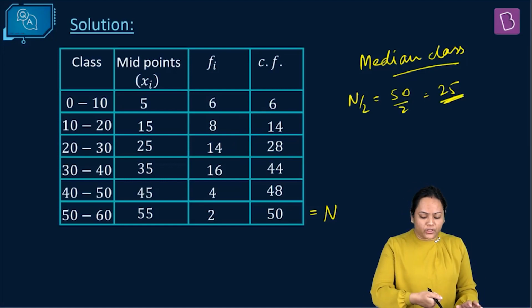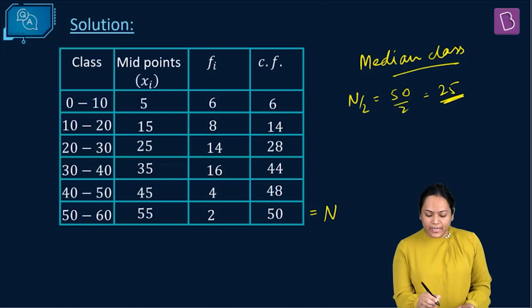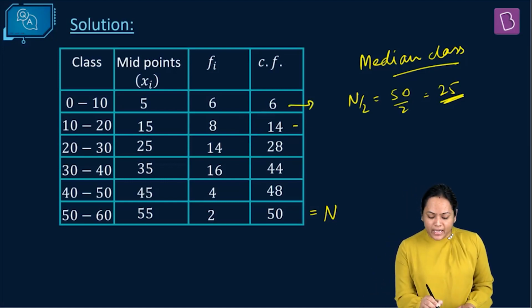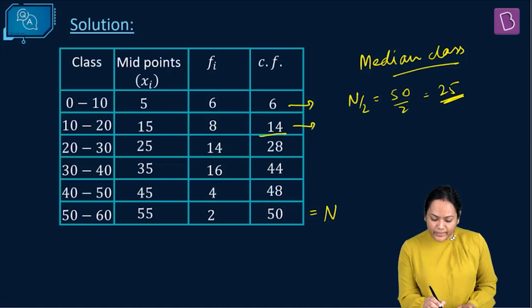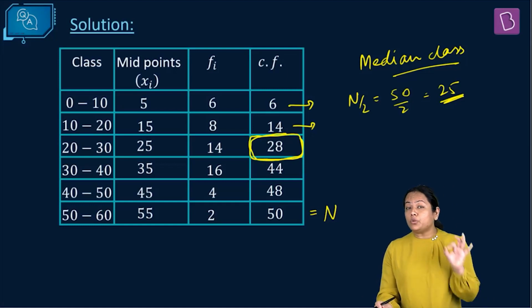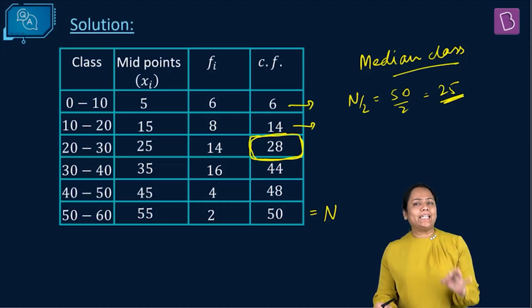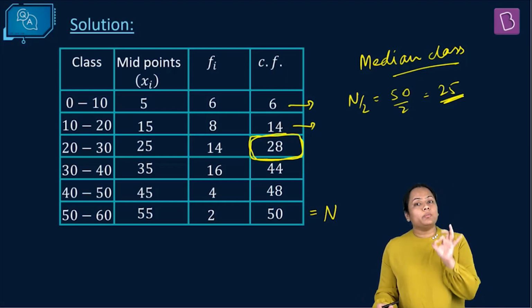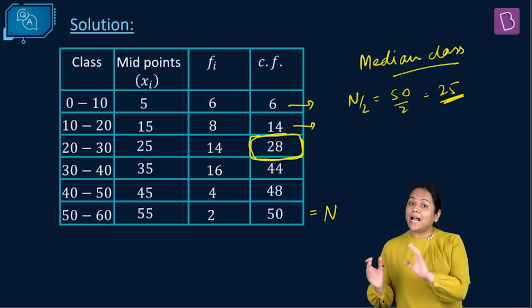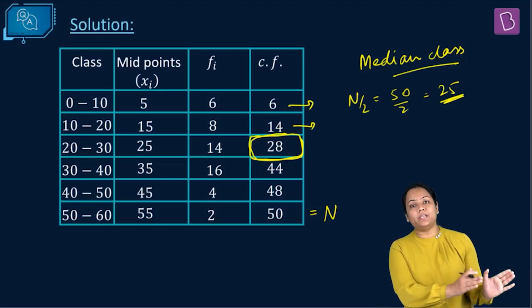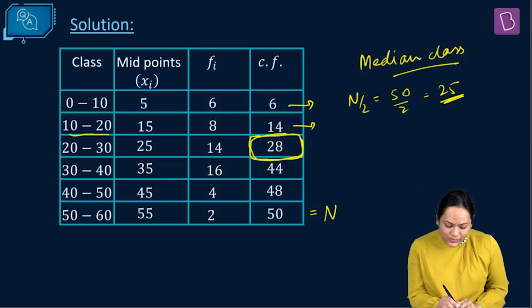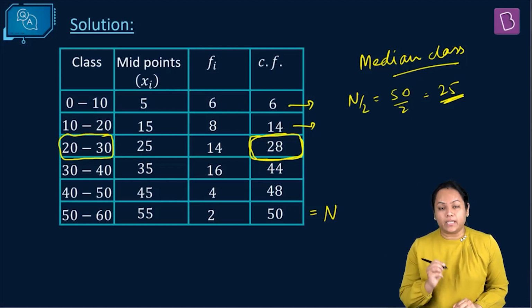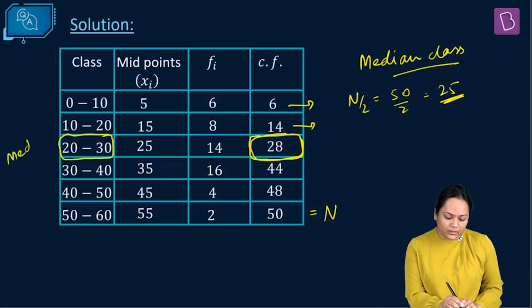Okay, so when I go for the cumulative frequency part, I have initially 6, then I have 14, then I have 28. So this is the cumulative frequency just greater than n by 2. Clear? Okay, so my cumulative frequency is 28 and corresponding to this cumulative frequency, the class which I get is 20 to 30. This is known as the median class.